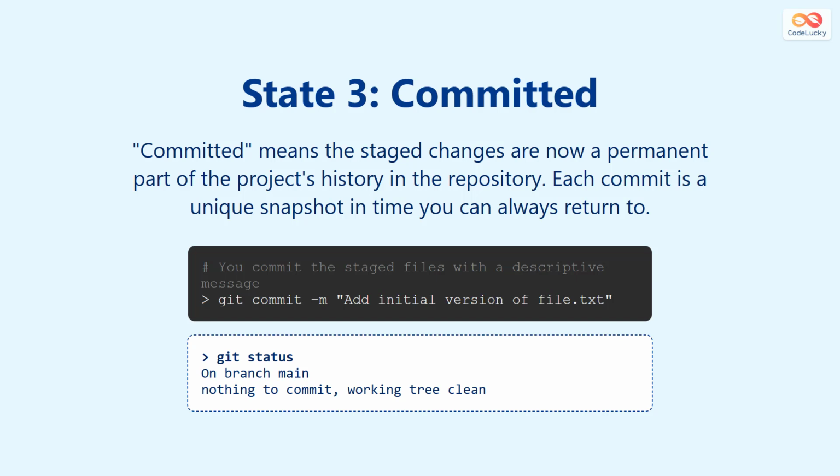A file is in the committed state after you run the git commit command. This takes the staged snapshot and saves it permanently to your project's history. Each commit has a unique ID and a message that you write to describe the changes. After a commit, your working directory is considered clean because all the changes have been safely recorded.